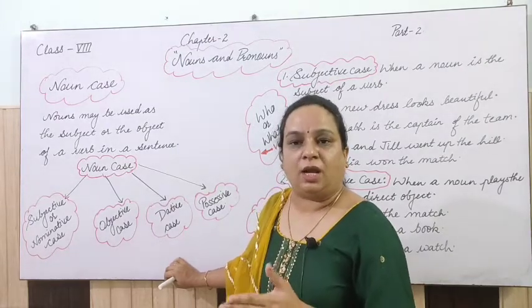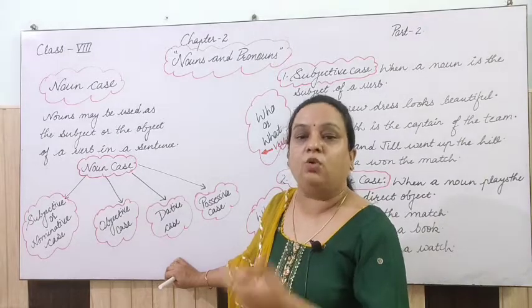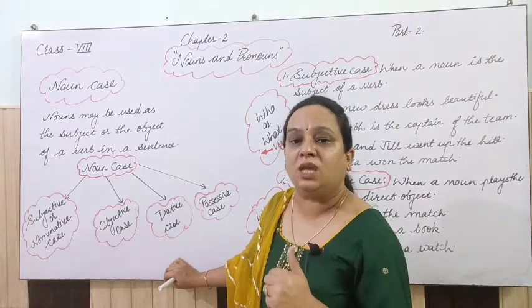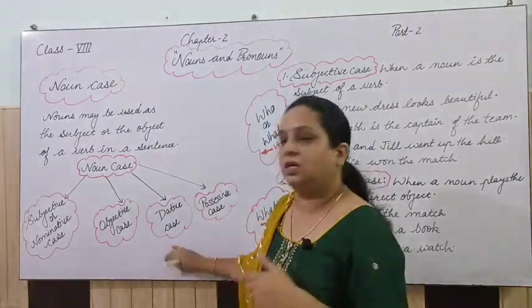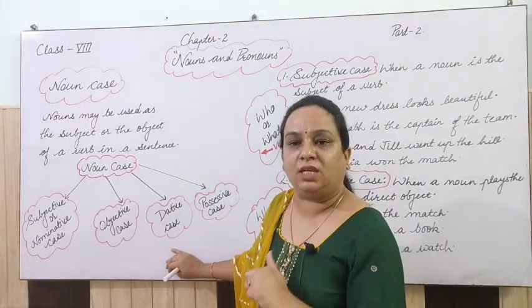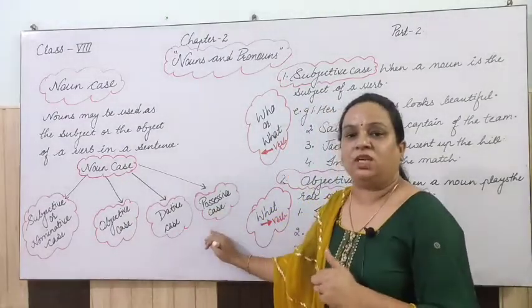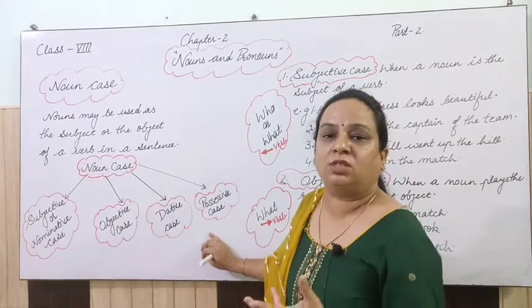Direct object, right? So the thing is what? Chocolate, and who is receiving that chocolate? That is me. So that me becomes what here? That me becomes dative case. The last one is possessive case. It tells us the possession of something.